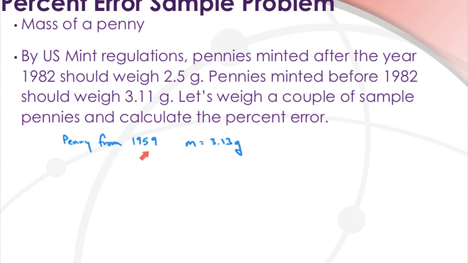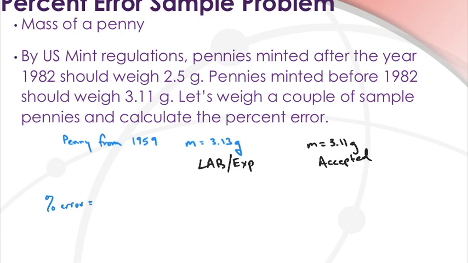The one I used in class was from 1959, so it was pretty old. It had a mass of 3.13 grams. I weighed that out on a scale. We would say this is the lab, the experimental value, because that's what we measured. According to this data, it should weigh 3.11 grams. This is the accepted value. That's how much it should weigh. So let's calculate a percent error. This is a pretty old penny. Things happen to pennies over time.